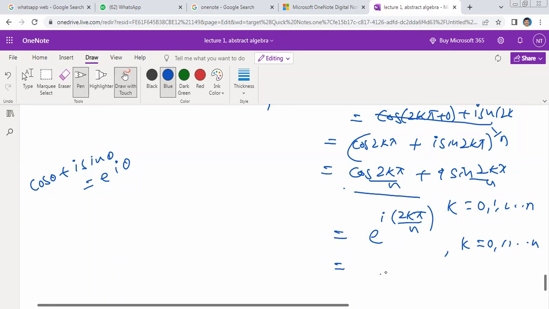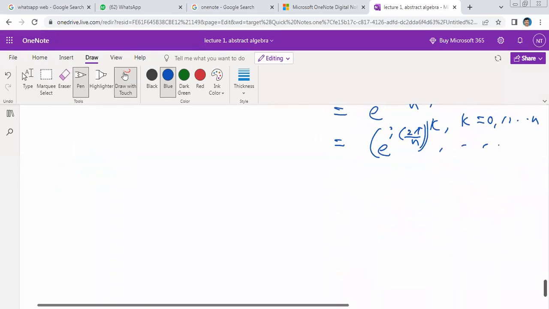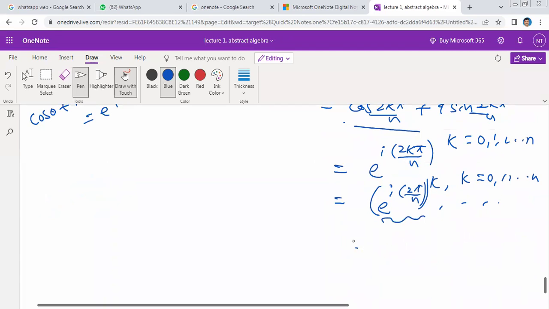This is also written as e to the power of I times 2 pi by n, whole to the power of k. Same k values. So I consider this value as omega. This value is omega. Omega power k. Omega is equal to e to the power of I 2 pi by n, where k is equal to 0, 1, 2, 3 like this. This is the value. So if you have any doubt, then now come to this point.